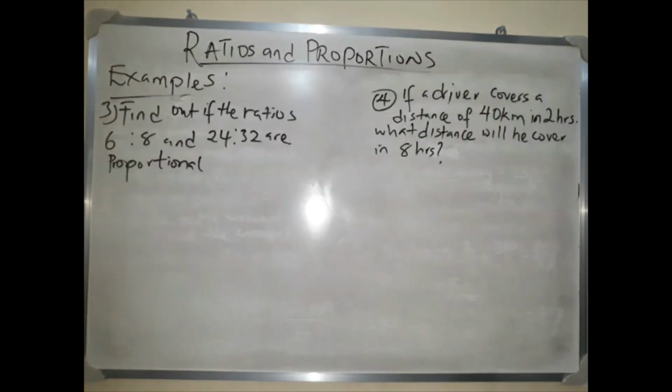Okay, now just look at the next two examples. These examples will be under proportions. The first one was under ratios, so these two examples will be under proportion. Now, the first one here says, find out if the ratios 6 to 8 and 24 to 32 are proportional. The second one says, if a driver covers a distance of 40 kilometers in 2 hours, what distance will he cover in 8 hours?